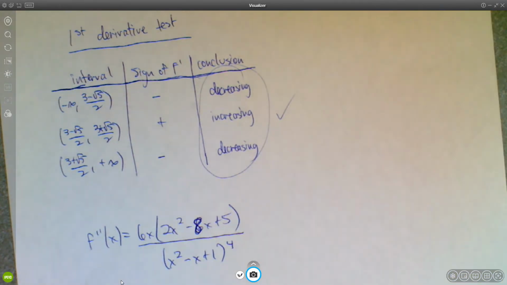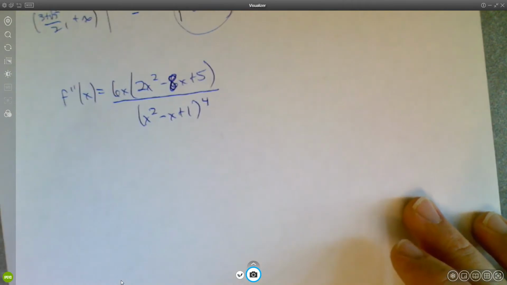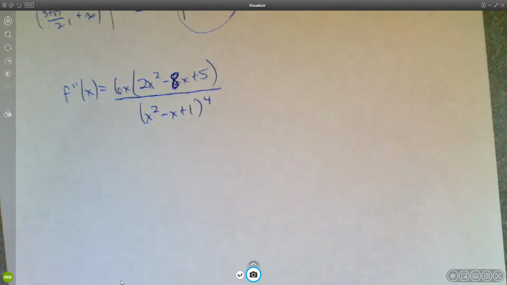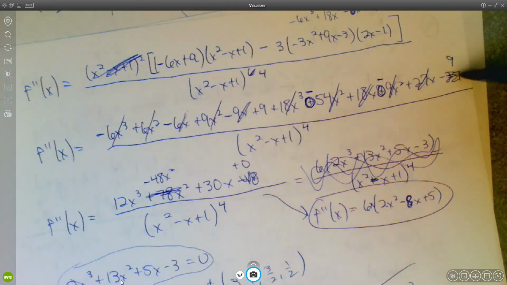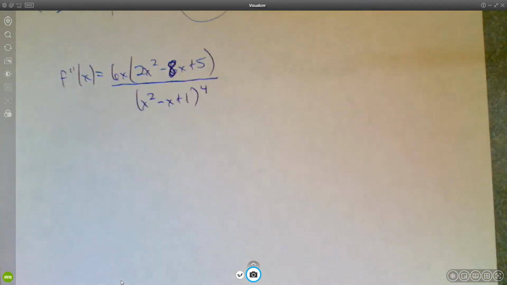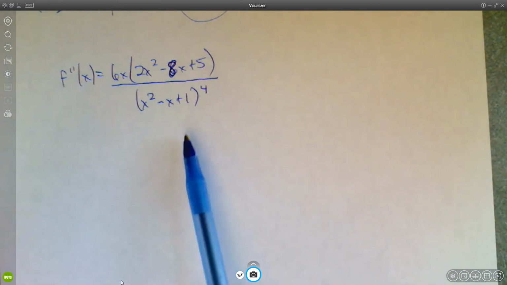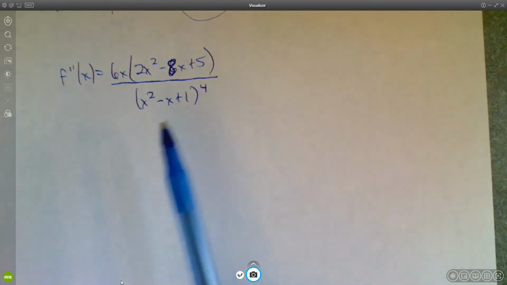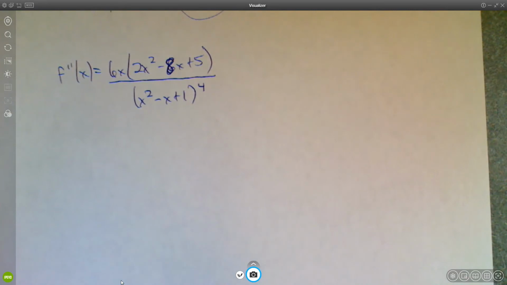As far as parts C and D are concerned, when you take the second derivative and simplify it without making these mistakes in arithmetic that I made when expanding this part of it, then this is what you should end up with. Okay, so this is what you should end up with when you finish taking that second derivative.